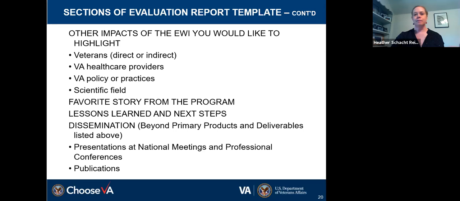And then we asked them, what other impacts is your EWI having that don't fit into any of these categories? Focus on veterans, on healthcare providers, on policy, and the scientific field. Share your favorite story, share your lessons learned and what your next steps are. And then dissemination, and that is really your scholarly work. So what did you present at national and professional conferences, and what were your publications?